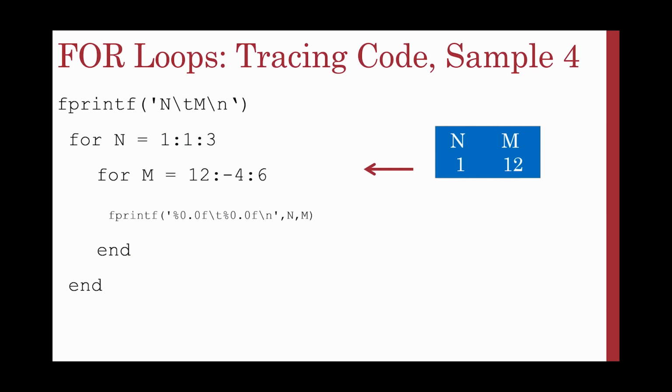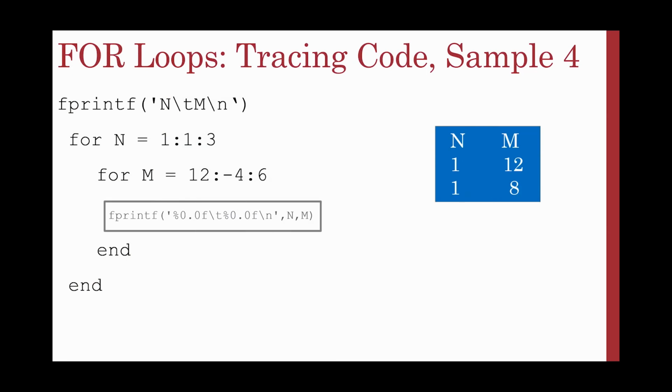So I'm now going to subtract 4 from 12. I want to have n is 1 and m is 8. Notice n does not change because I'm not exiting the inner for loop yet. So then I'm going to go back again and subtract 4 more from 8, which gives me a value that is less than 6. So I'm going to then exit the inner for loop, go back to the outer for loop, and this is going to set n equal to 2 and then m equal to 12. Then I'm going to go through the inner loop again.